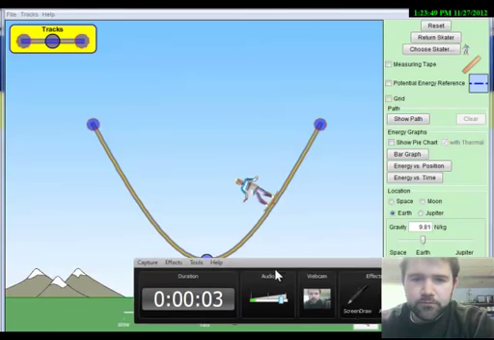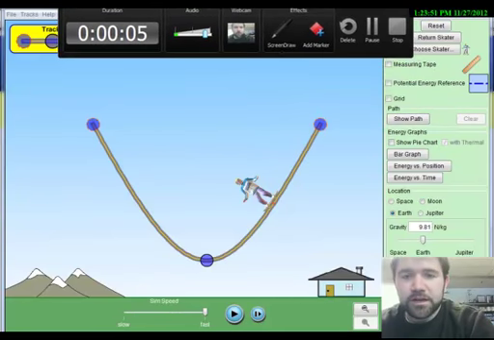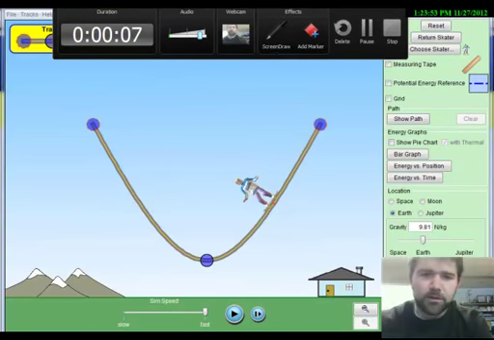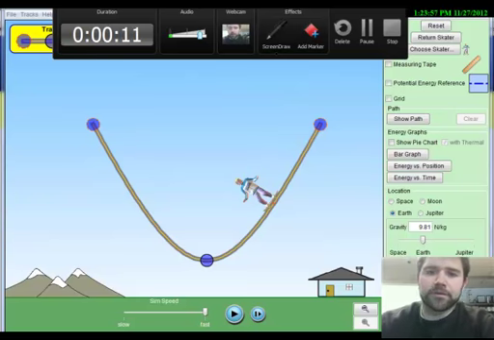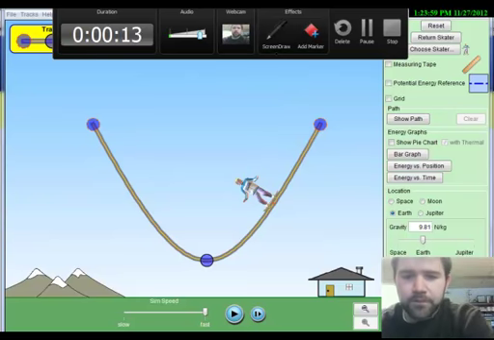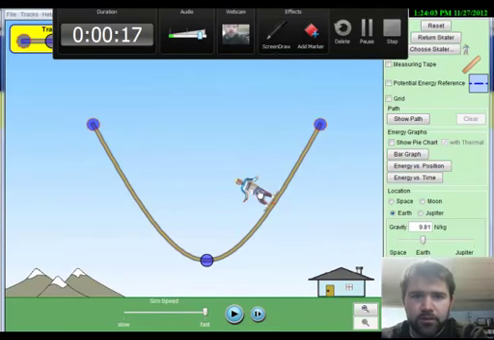Hey guys, in this lecture I'm just going to go through Energy Skate Park and talk about it so hopefully we're all on the same page and we're all getting the same things out of it. So again, what is the purpose of Energy Skate Park? Mostly the point is to show you how the conservation of energy works.